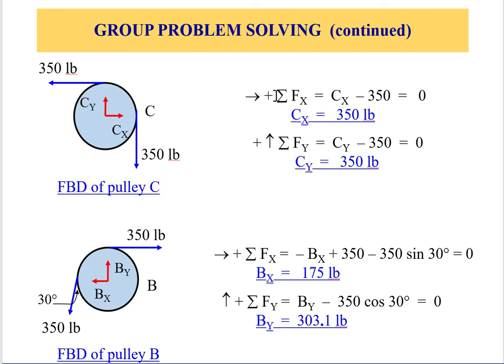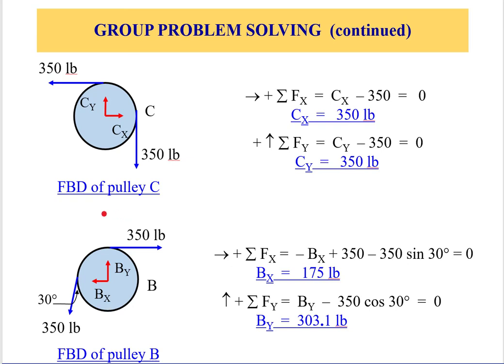So apply the forces in X: negative 350 plus Cx equals 0. Cx is going to be 350 to the right. Similarly, forces in Y: Cy minus 350 equals 0, so Cy is 350.